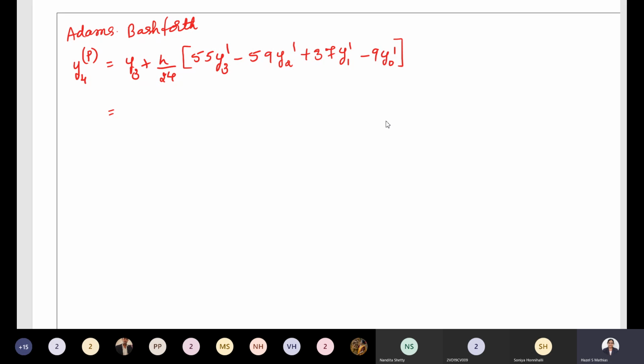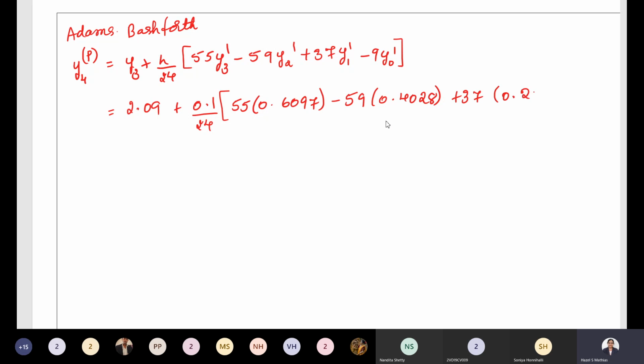So according to this, substitute. What is the value of y3? 2.09 plus h value is 0.1 divided by 24 into 55 y3 dash. Check the table and list out the values. y3 dash from the table is 0.6097. You can check the notes for those values of y1, y2 and y3 etc. Minus 59 y2 dash. y2 dash is 0.4028 plus 37 y1 dash. y1 dash is 0.2003 minus 9 times y0 dash. y0 dash is 0. Calculate this.